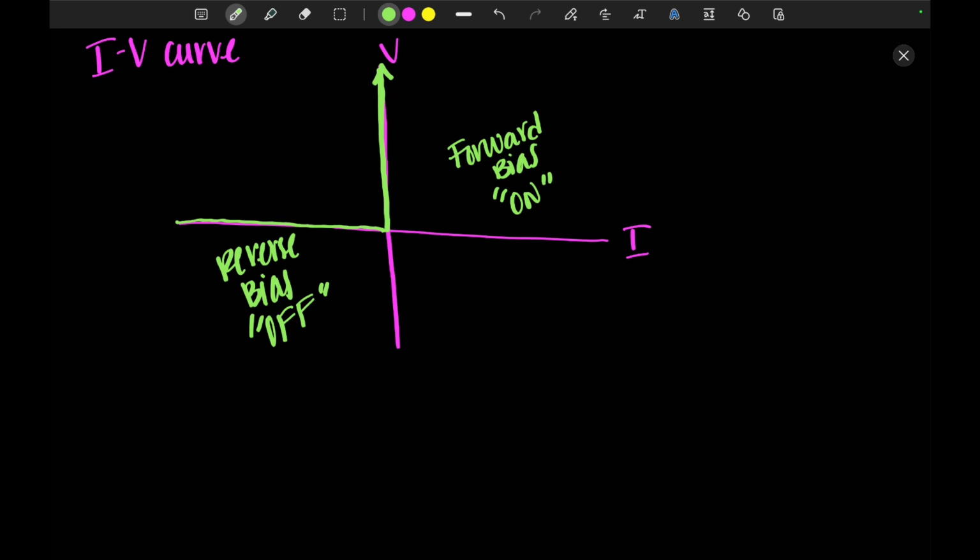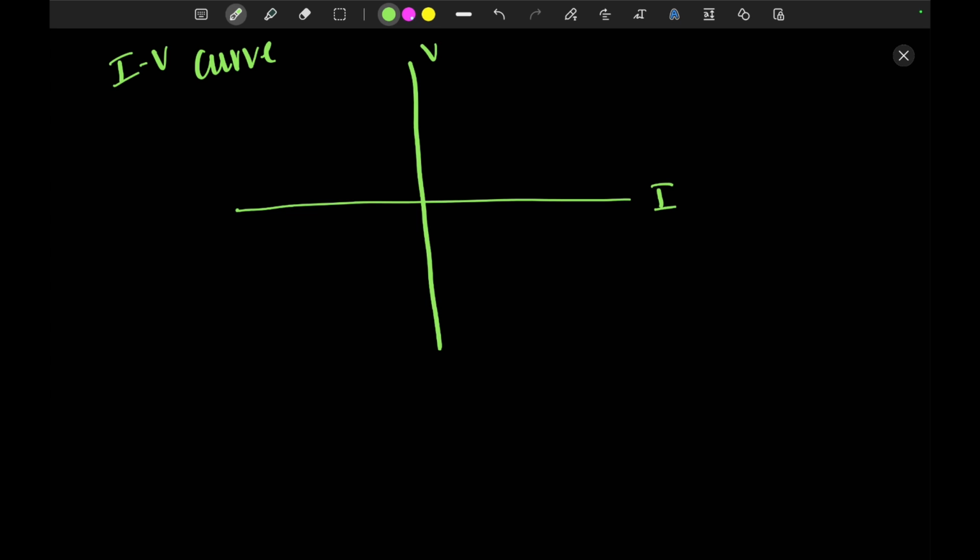Now, the problem with this graph here, this is the ideal diode. You can't just have infinite current going through, right? That would really make no sense. And so there's physical limitations and some other things that would prevent our IV curve from ever actually looking like that. So a more accurate representation of the IV curve here's I, here's V, is something like this.